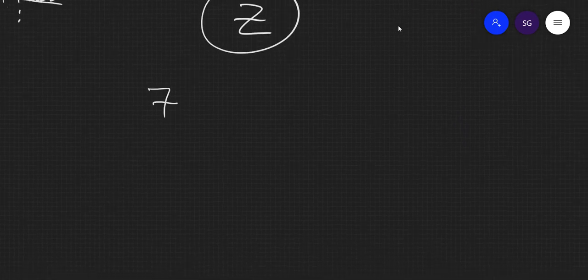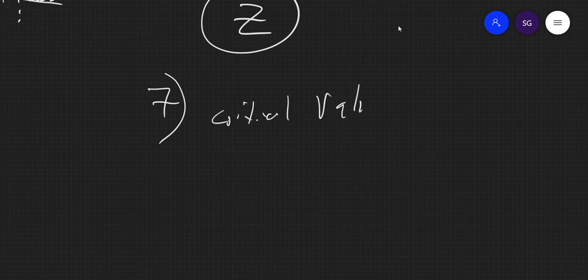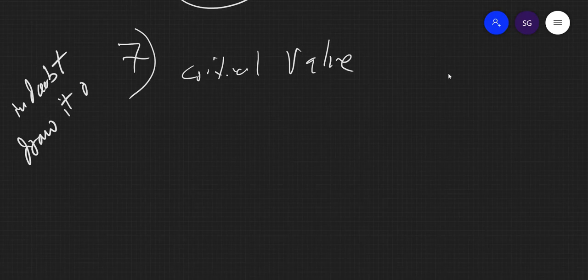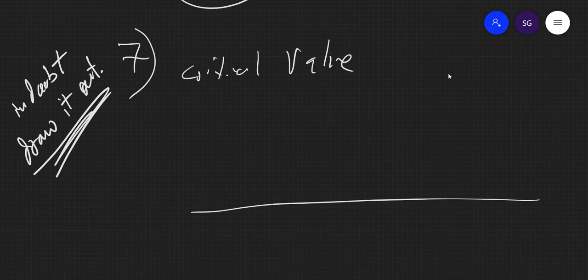Number 7 is determine the critical value. Sometimes students get to the critical value and they're like, well, I don't know what to do next. So we go back to our mantra. When in doubt, draw it out. So let's draw this out.